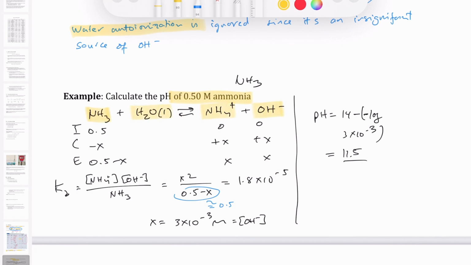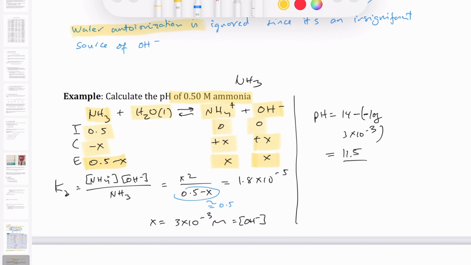I started in my ice table with half a molar ammonia. I don't have any other products. It's minus x, plus x, plus x here because this is a weak base. So weak base, by definition, it's not completely going to convert into hydroxide. So we don't know how much that number is. We have to calculate. So at equilibrium, this is what we have.